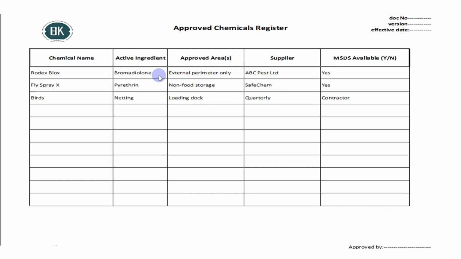Then the area where you are going to use this chemical. Is it inside the facility, outside the facility, or maybe a waste area? Then you must have an MSDS for this chemical, which is the Master Safety Data Sheet. Sorry, which is the Material Safety Data Sheet. Usage instructions and contact should be part of this chemical list.